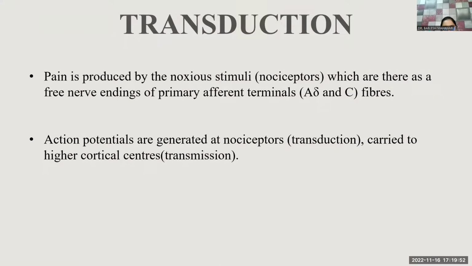So this is just about the transduction: pain is produced by noxious stimuli, by nociceptors, which are there as free nerve endings of the primary afferent terminals, that is the A delta fibers and the C fibers. Now the action potentials are generated as the nociceptors' transduction and are carried to the higher cortical centers, to the thalamus, by transmission.